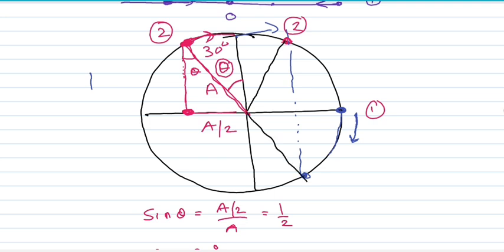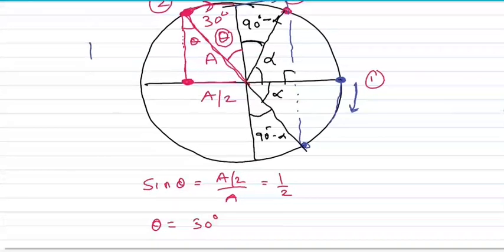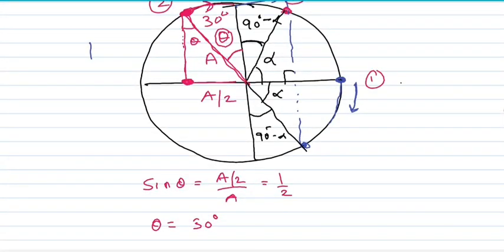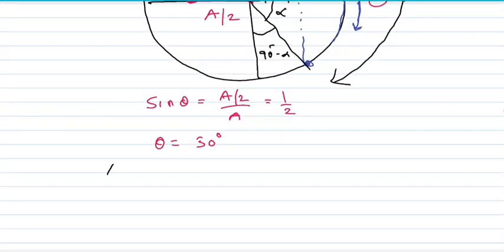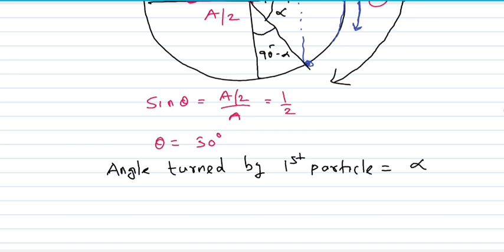Let me imagine the angle here is 90 degrees, and here the angle is alpha, and here the angle is again alpha. So this angle becomes 90 minus alpha, and here also the angle becomes 90 minus alpha. First of all, the angle turned by the first particle from here to here is alpha. So the angle turned by the first particle is equal to alpha.